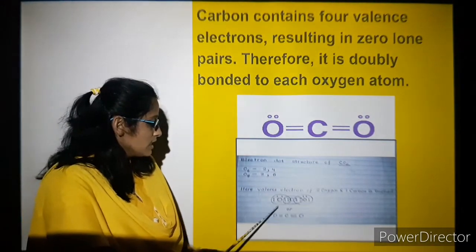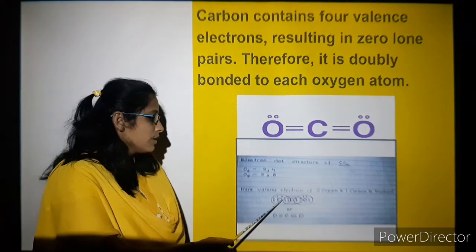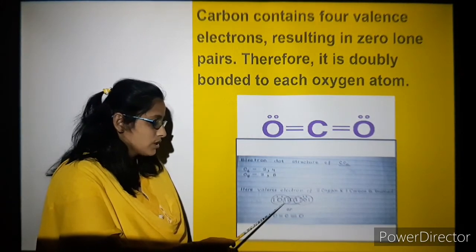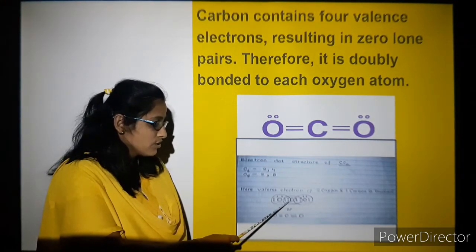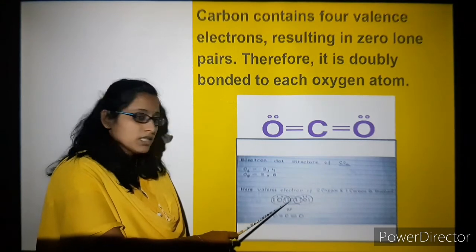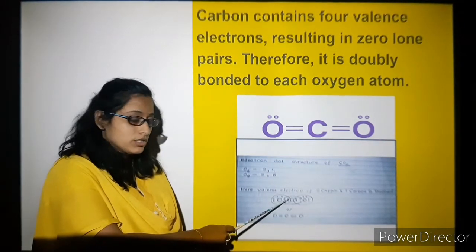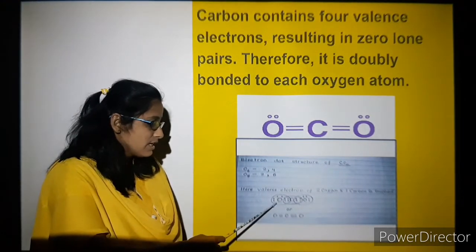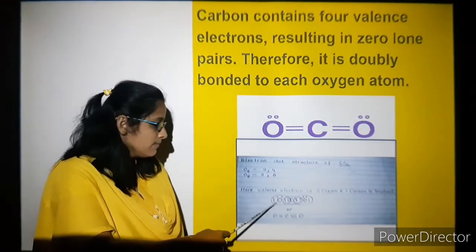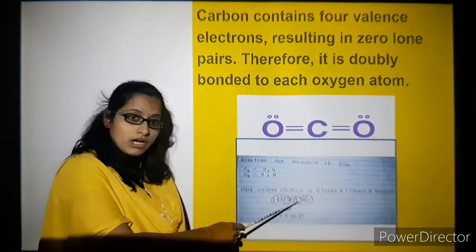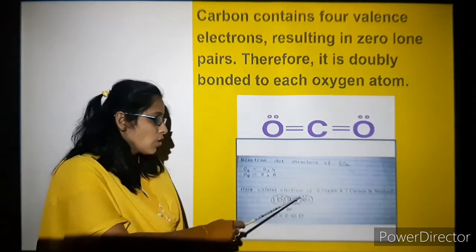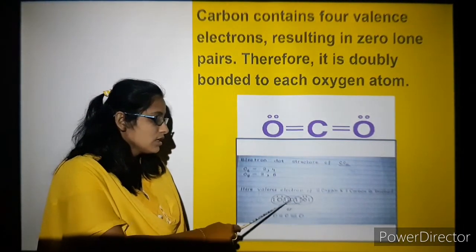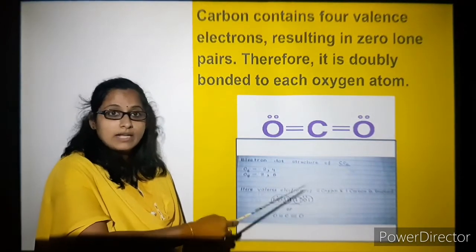You can see here that oxygen shares 2 electrons with the carbon and carbon shares 2 with it. So together they share 4 electrons. You can see that 1, 2, 3, 4, 5, 6, 7 and 8 of oxygen. Already 4 of carbon and 2 from this oxygen and this oxygen, together they share and it forms carbon 8.